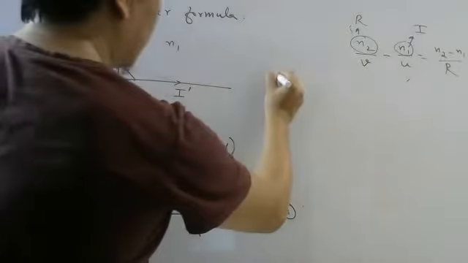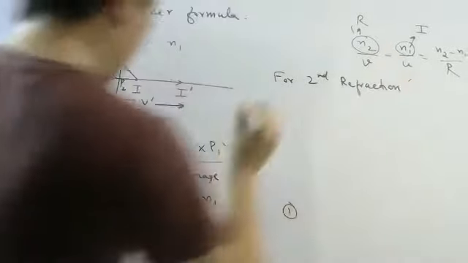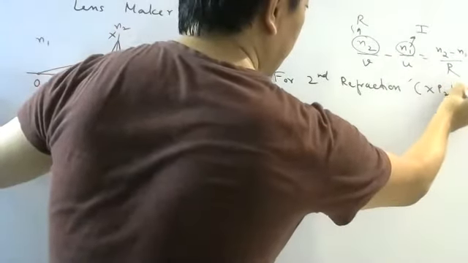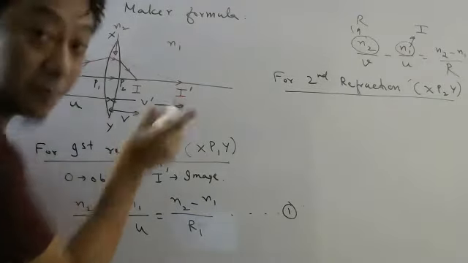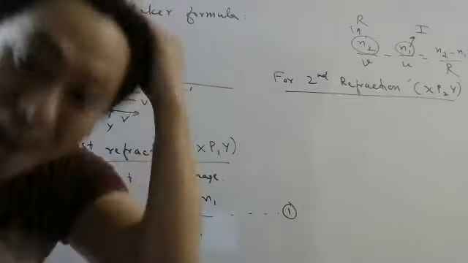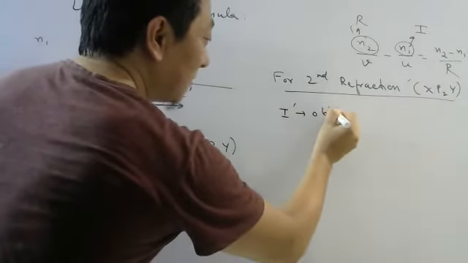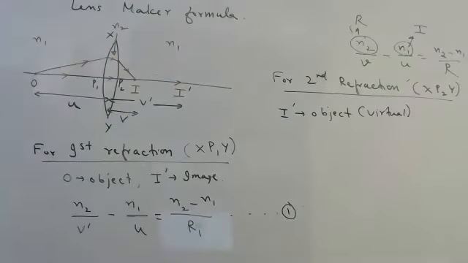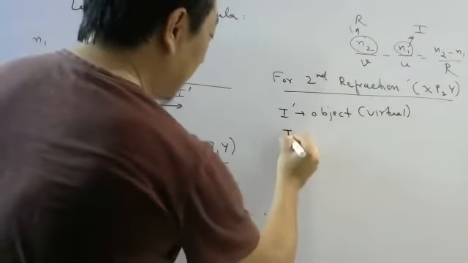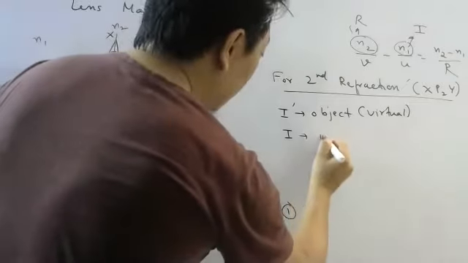Then let us look at second refraction. Second refraction is where? For second refraction, remember the image made by the first one will be object for the second one. That is what I was telling till now, right? So I dash will be now your object. It will be your virtual object because the rays are not actually coming from there. And finally, which is the image? The refracted rays actually meet here. So I is your image.